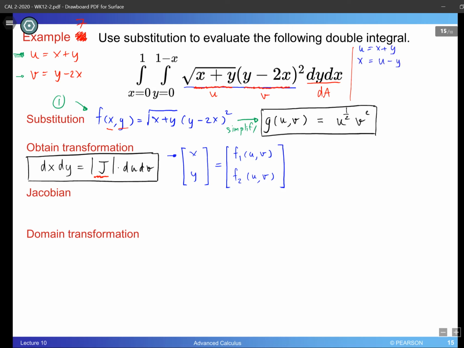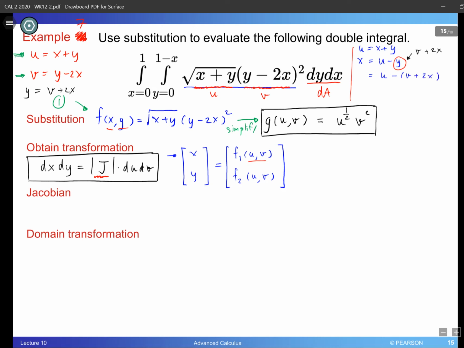And I cannot use this right away because I still have y inside this equation. What I need right here is in terms of u and v only. So I need to get rid of this y. To get rid of this y, I'm going to use this sub right here, v equal to y minus 2x, which means that y is going to be equal to v plus 2x. And I'm going to put that right here, y equal to v plus 2x. So in the end, I have this u minus v plus 2x.